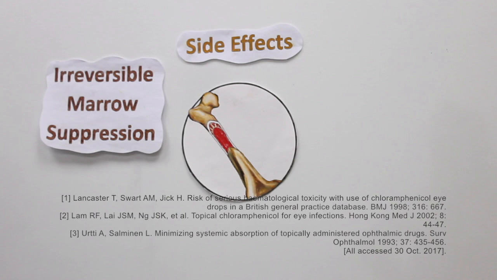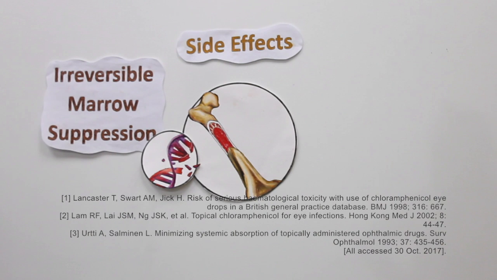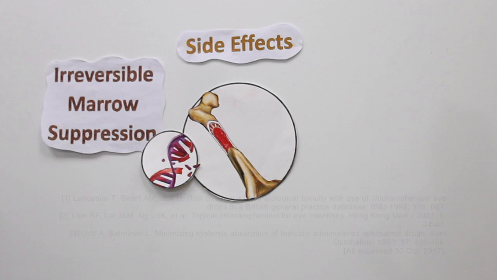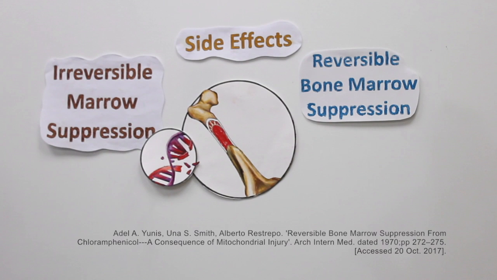The exact mechanism of this is uncertain at the moment. It is suspected that chloramphenicol-induced aplastic anemia is related to DNA damage caused by metabolites in bone marrow. Reversible bone marrow suppression is dose-related and predictable. Red blood cells are suppressed inside the bone marrow.